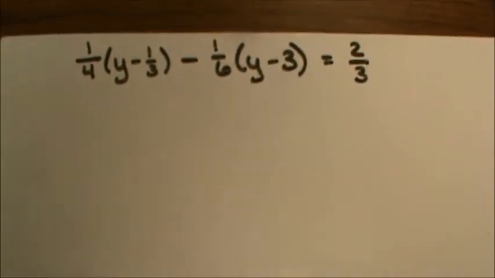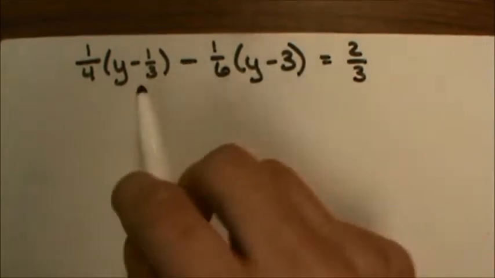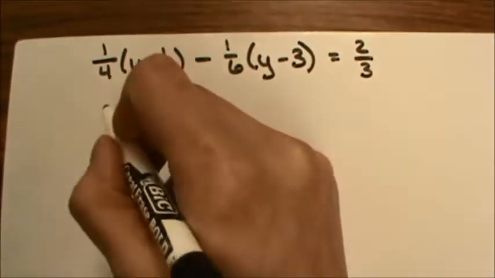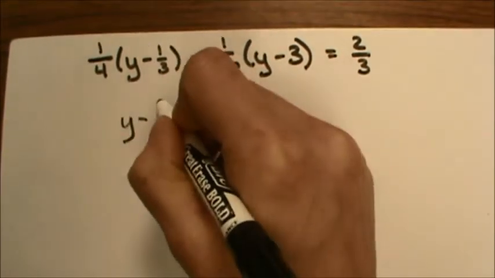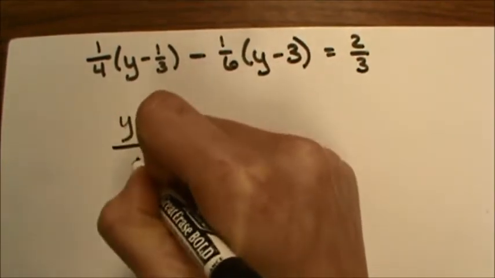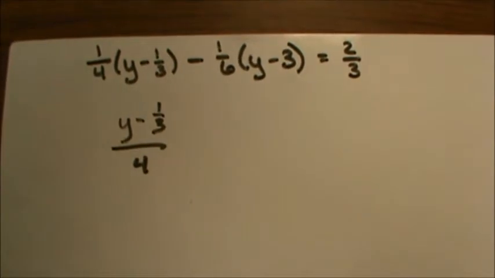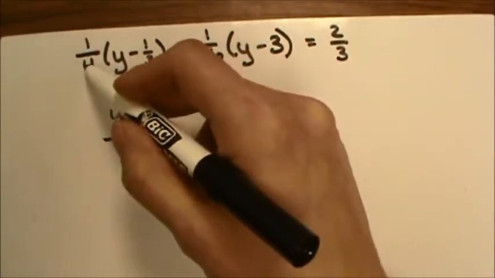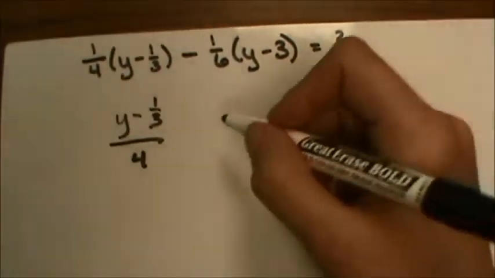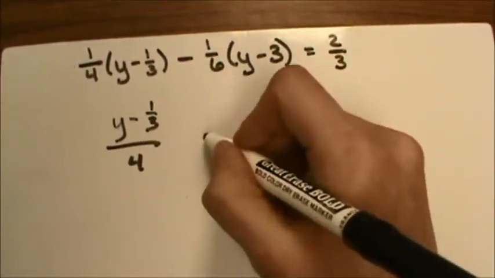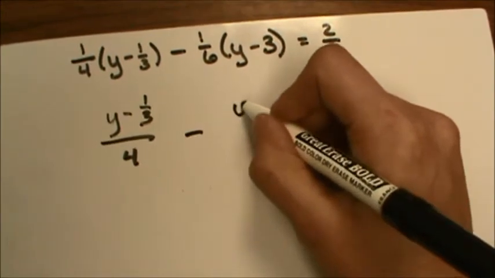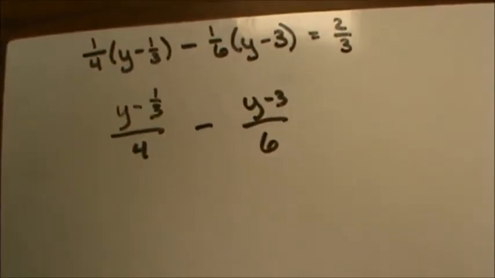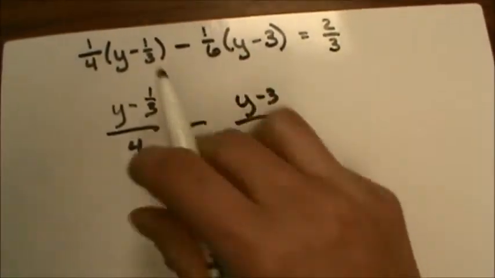Here's our last example, and it kind of shows us what we need to do if we don't have the big fraction bars. Now really this term right here is the same as saying this is (y minus 1/3) all over 4. So if you would prefer to write these fractions as just a big fraction bar over that denominator, that's a choice that you have. So this one right here would be minus, and then I have (y minus 3) all over 6. We don't need to rewrite it like that, but if it helps you, go ahead.